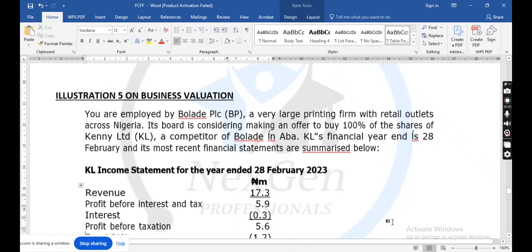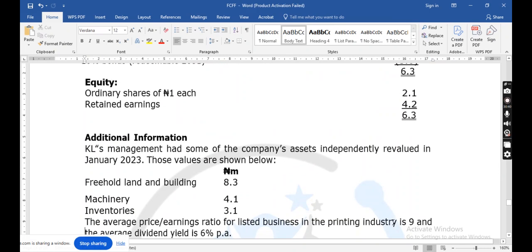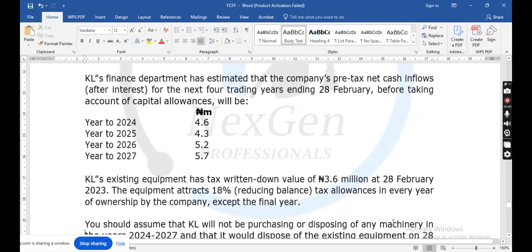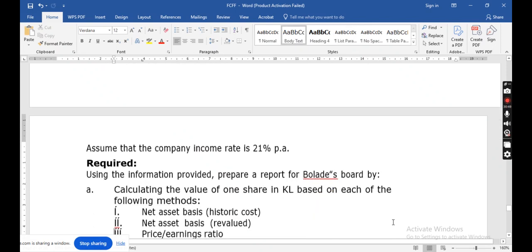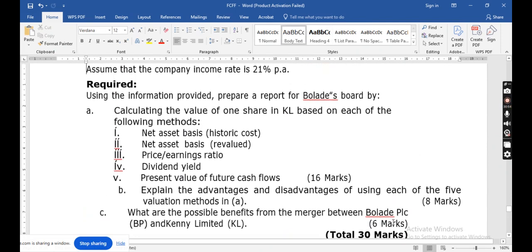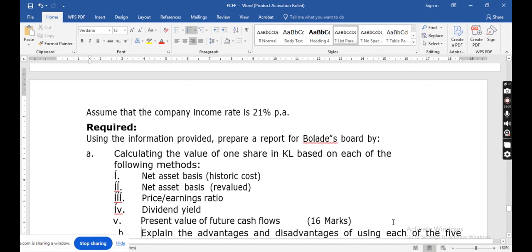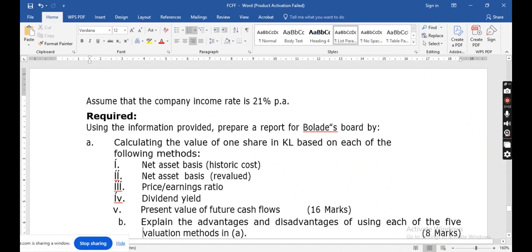Let's check the next question. This is the next question. This is also one of the questions adopted from ACCA as well as ICAN. This is the net assets method. The first requirement is, using the information provided, prepare a report for the Bolade board. Calculate the value of one share in KOL PLC. One share, that is the share price.